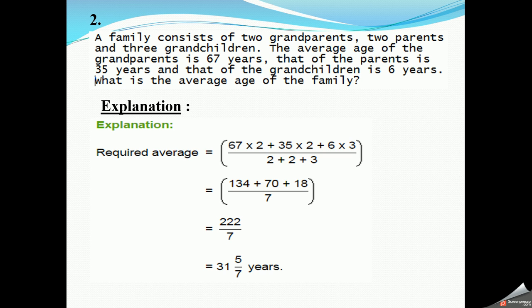Multiply 67 by 2, because there are 2 grandparents, plus 35 multiplied by 2, because there are 2 parents and their average age is 35, plus there are 3 grandchildren and their average age is 6, so we multiply 6 by 3, and divide by 2 plus 2 plus 3, because that is the overall number of members in the family. When we do the simple calculation, we get the required average age of the family, equal to 31 and 5 by 7 years.